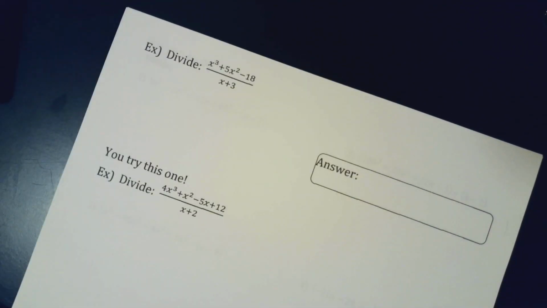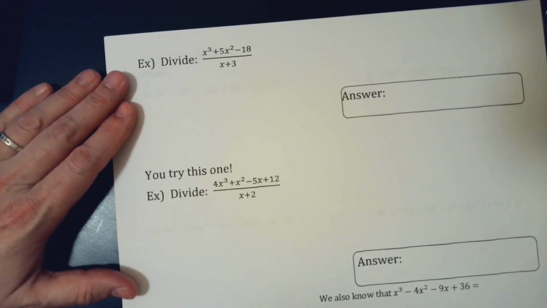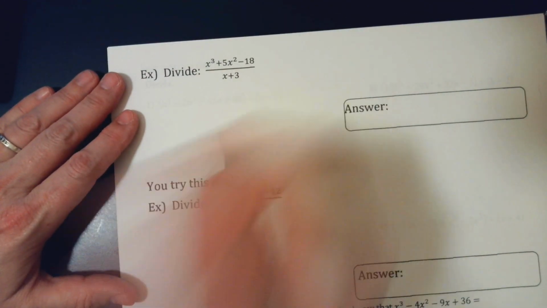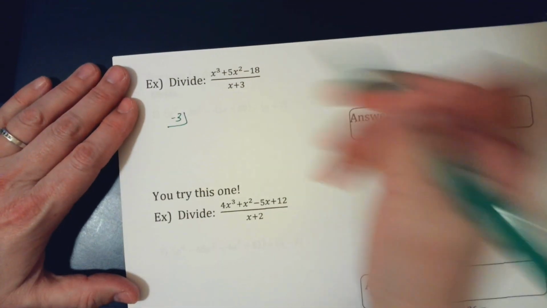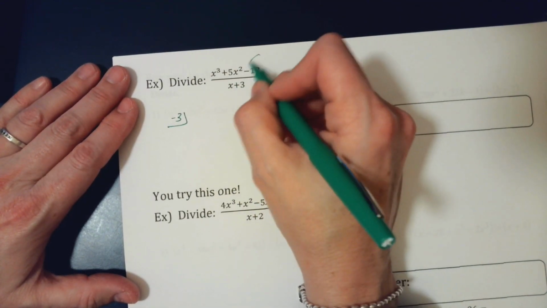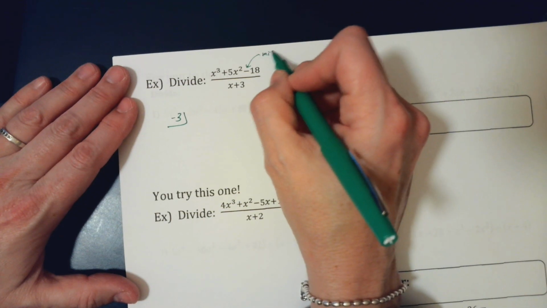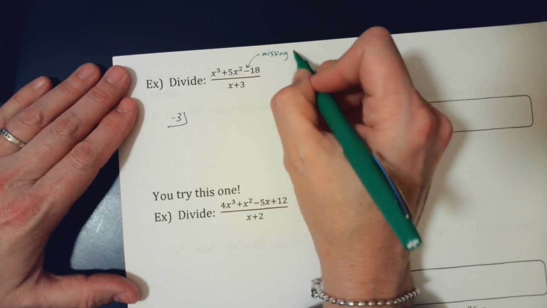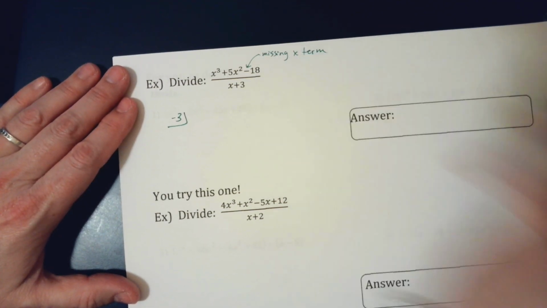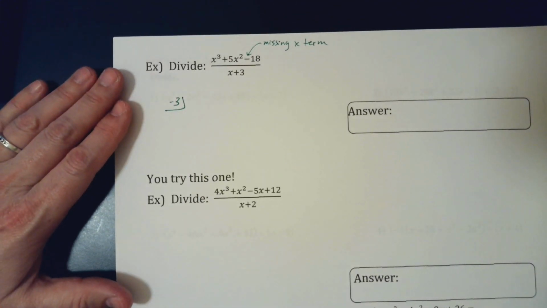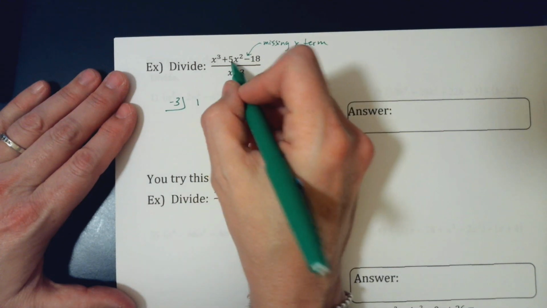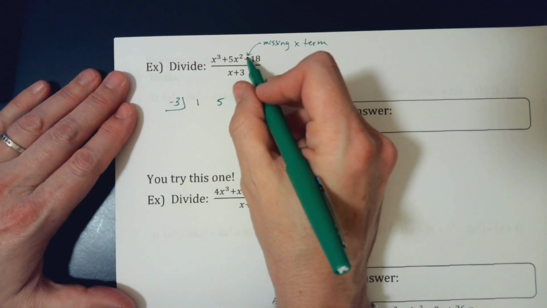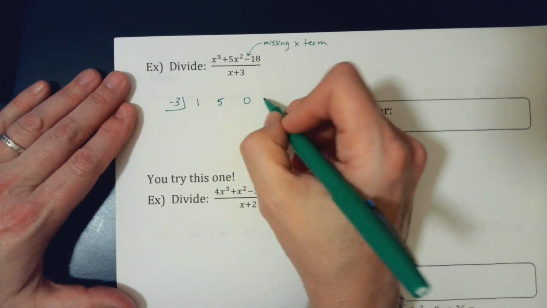Oh, 2 more. All right, so I'm dividing by x plus 3, so I'm going to put a negative 3 in the box. Now this one, this is missing an x, right? So it's missing the x term. So when something's missing, you have to put a 0 in its spot to hold its place. So we have 1x to the third, 5x squared, put a 0 because it's missing the x term, and then a negative 18.